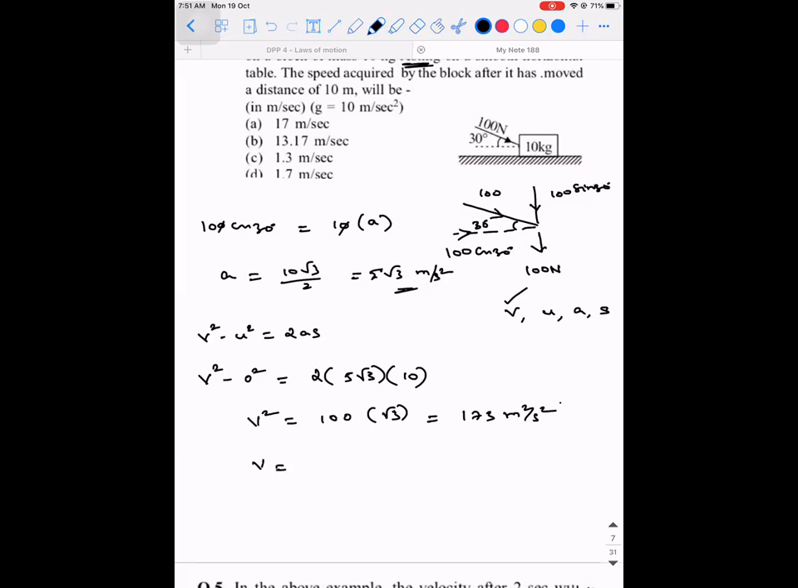This is V square. So V will be how much? 173 means 169 is the nearest square root. Right? 169 is 13 square. So 13 point something should be the answer. Option is B.